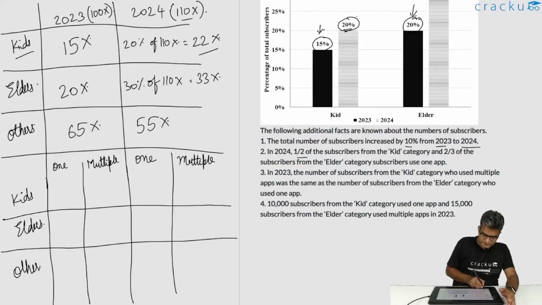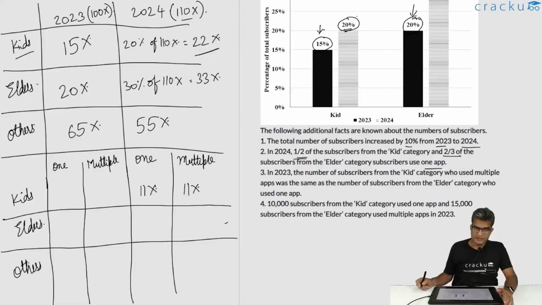For kids, half of the subscribers in 2024. So half of the subscribers, the total subscribers is 22x, half of them is 11x. So 11x will use multiple apps and 11x will use single apps. And 2/3 of the elders over here, 2/3 of them use one app. 2/3 of 33x will be 22x will use one app and the remaining 11x will use multiple apps.